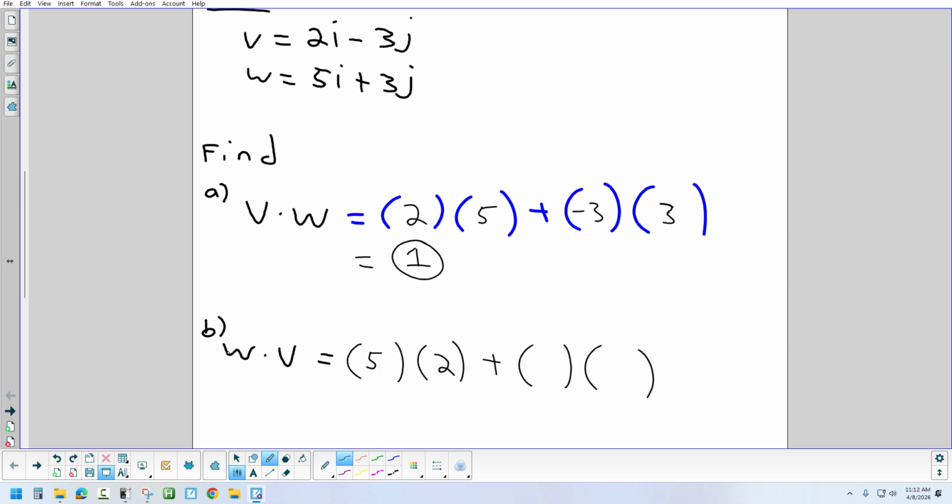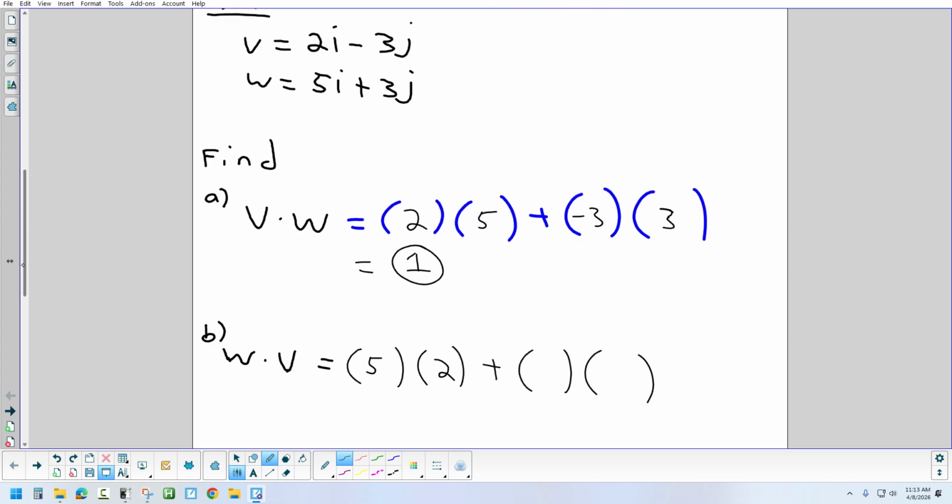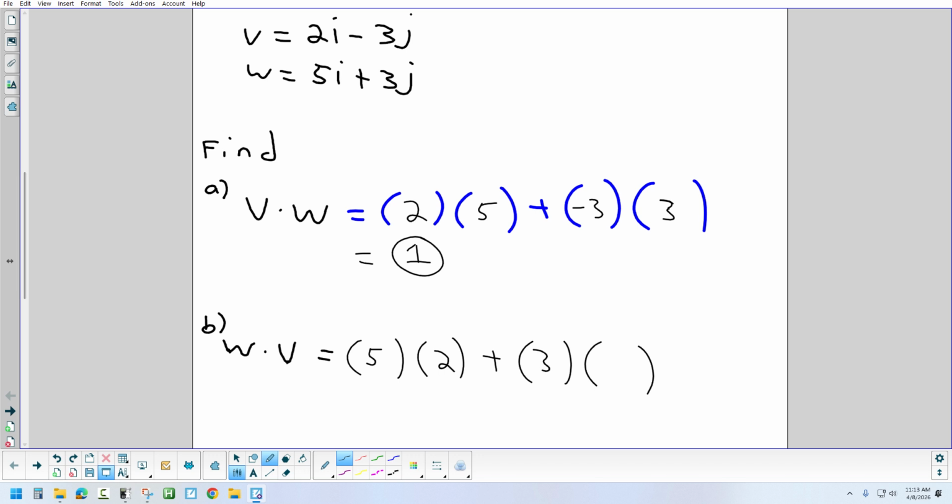So look for the A value, the number next to i, and then the other number next to i. Let's start with W, then look at V. So 5 and 2. And what about the second two numbers? 3 and -3. And what would that dot product come out to? 1. So what do you think that means about the dot product? Order doesn't matter. The order that you find the dot product in doesn't matter.